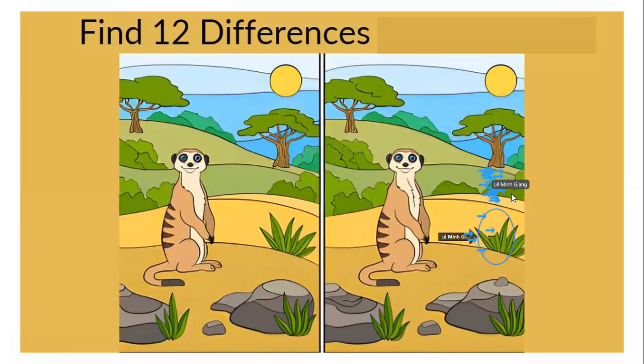In picture A the leaf is big, but in picture B it is smaller. Okay. So you can call this a bush, B-U-S-H, bush, or plant. You can call it bush or you can call it plants, or leaves is okay also. Very good. You found all 12 differences.